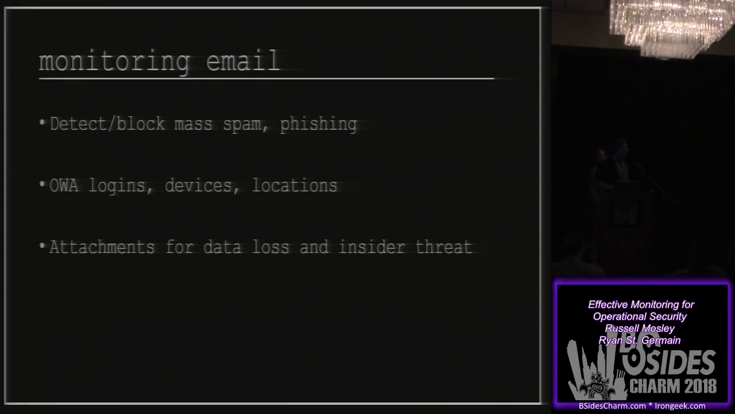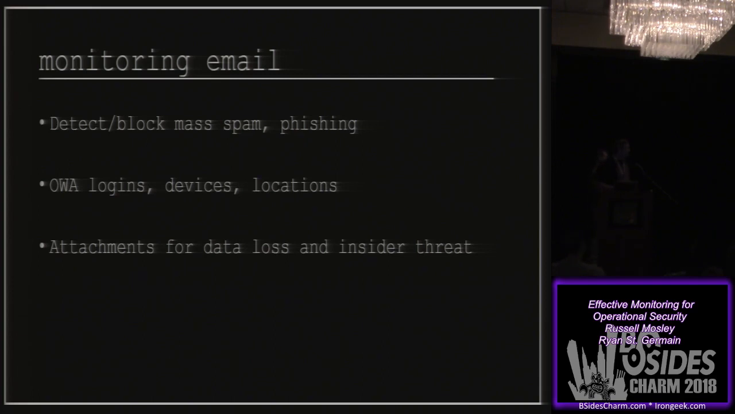We're looking for mass spam and phishing campaigns by monitoring email information. Also, OWA logins. OWA is Outlook Web Access. It's the web interface for Microsoft Exchange, if you're not familiar. And with that, we get the devices that are logging in and locations by IP addresses again.